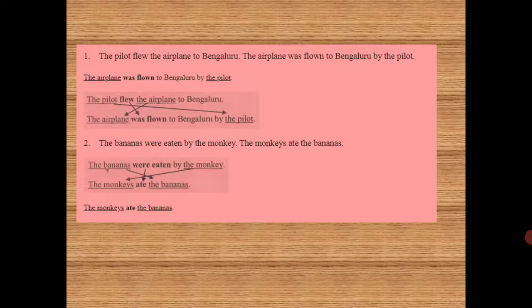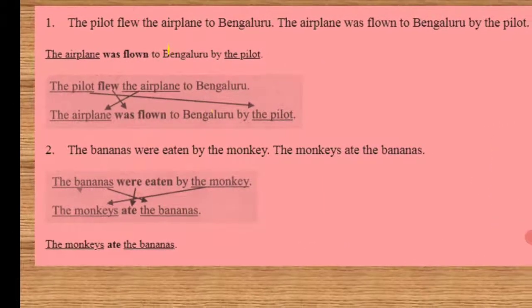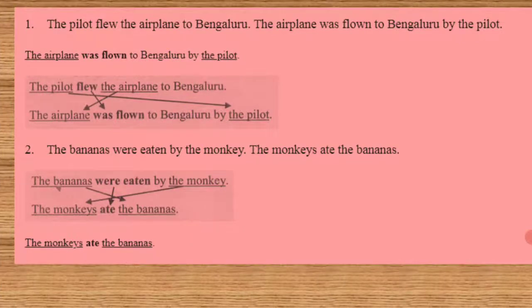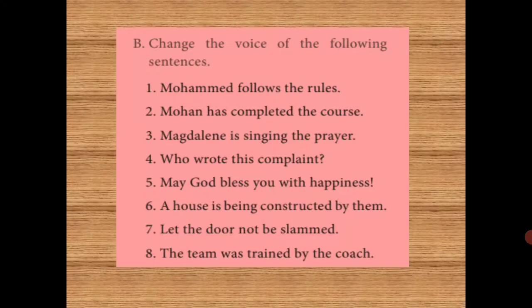You can see how it has been changed: the subject becomes the object, the object becomes the subject, and the active verb flew has been changed to the passive verb. You also have two other examples. The bananas were eaten by the monkey. The monkeys ate the bananas. How it has been changed has been given to us.